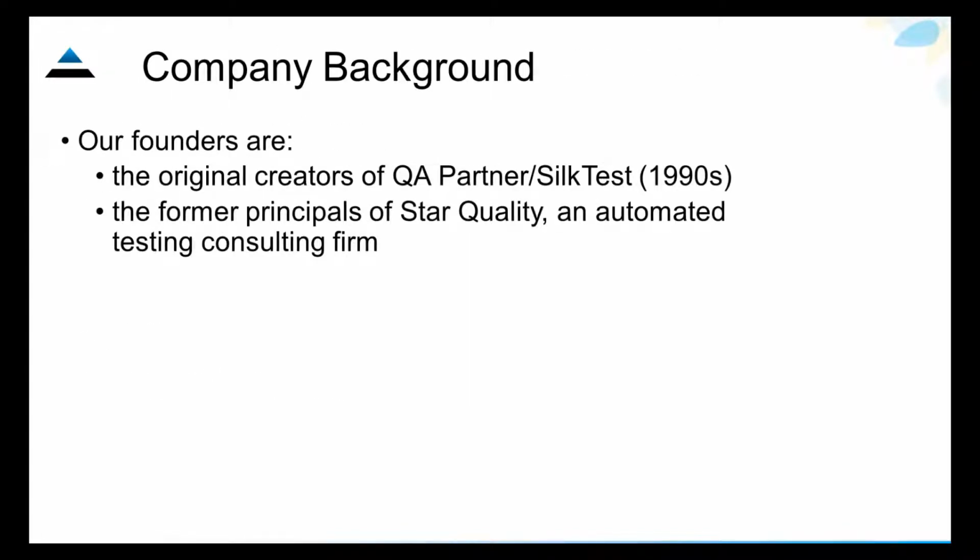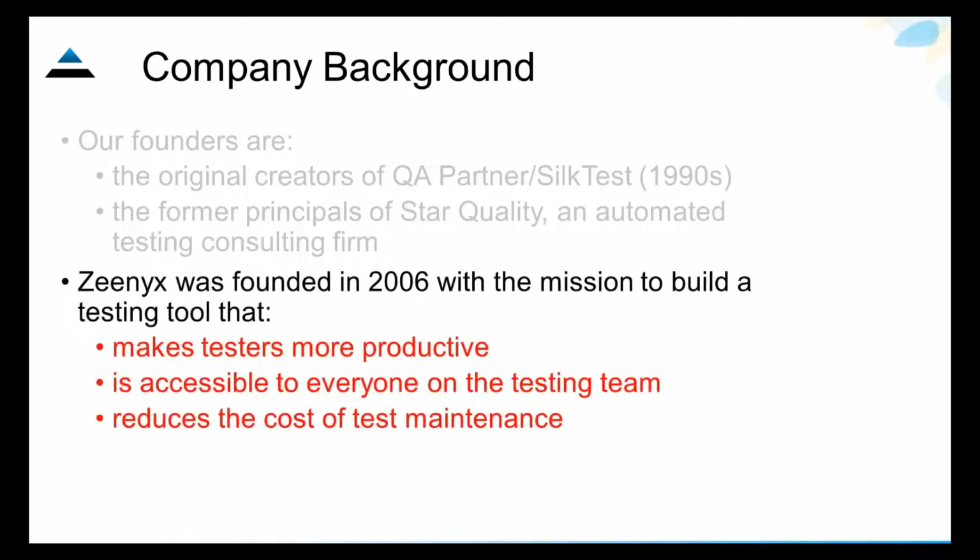Our founders are the original creators of QA Partner and SilkTest in the 1990s. After we left Segway Software, we formed a company called Star Quality, which is an automated consulting firm in the New England area. I mention it because we learned some valuable lessons during that period.